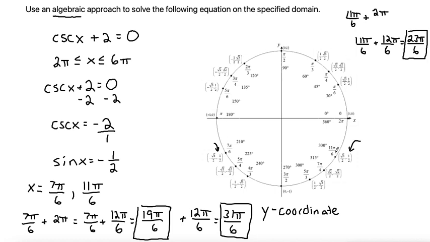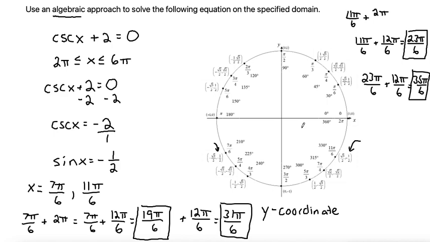And then if we add 2 pi a second time, 23 pi over 6 plus 12 pi over 6 would be 35 pi over 6. That would be where we would stop, because if we add 2 pi another time, that would be between 6 pi and 8 pi. We have to stop at 6 pi. So these would be our 4 solutions using the unit circle.